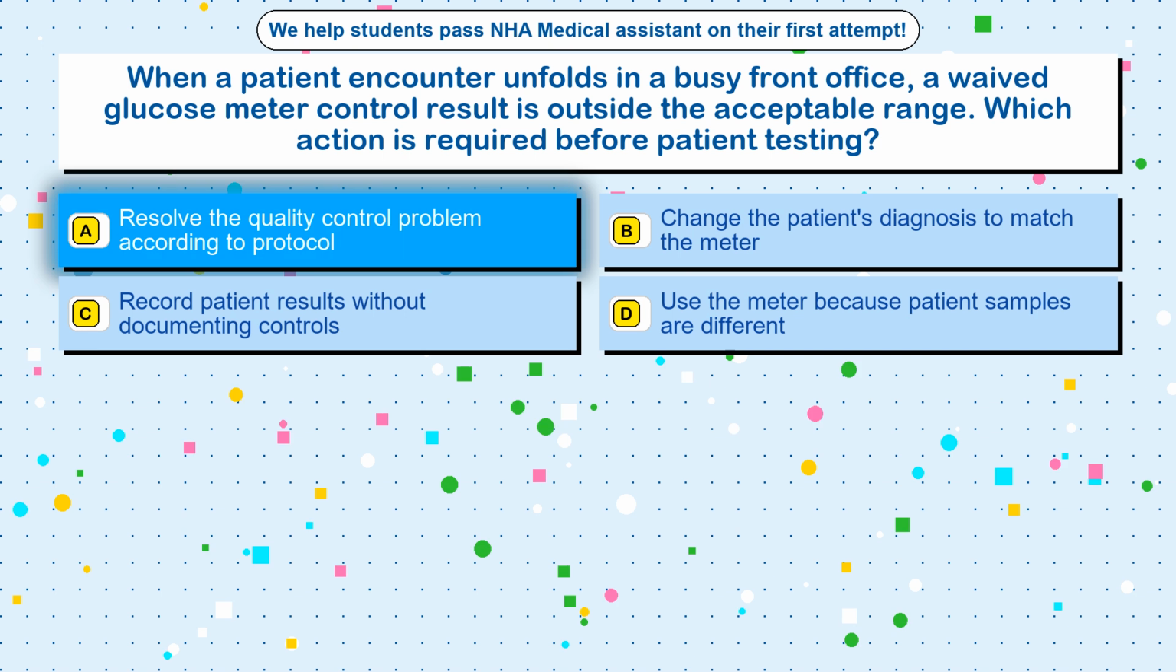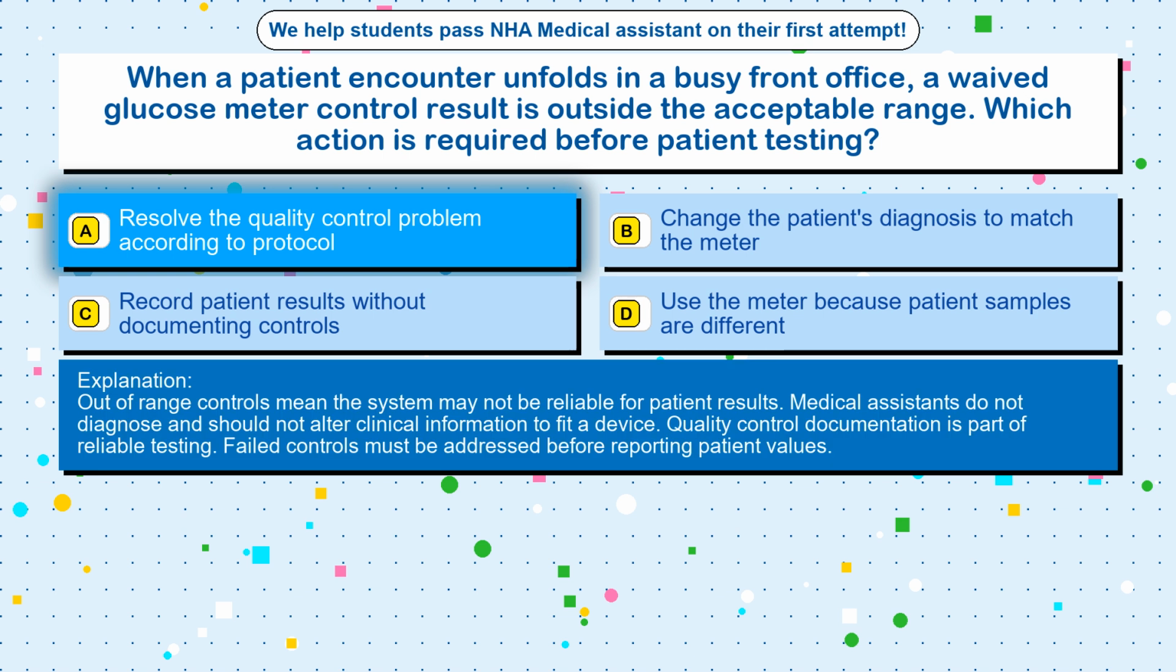The correct answer is option A. Resolve the quality control problem according to protocol. Out-of-range controls mean the system may not be reliable for patient results. Medical assistants do not diagnose and should not alter clinical information to fit a device. Quality control documentation is part of reliable testing. Failed controls must be addressed before reporting patient values.